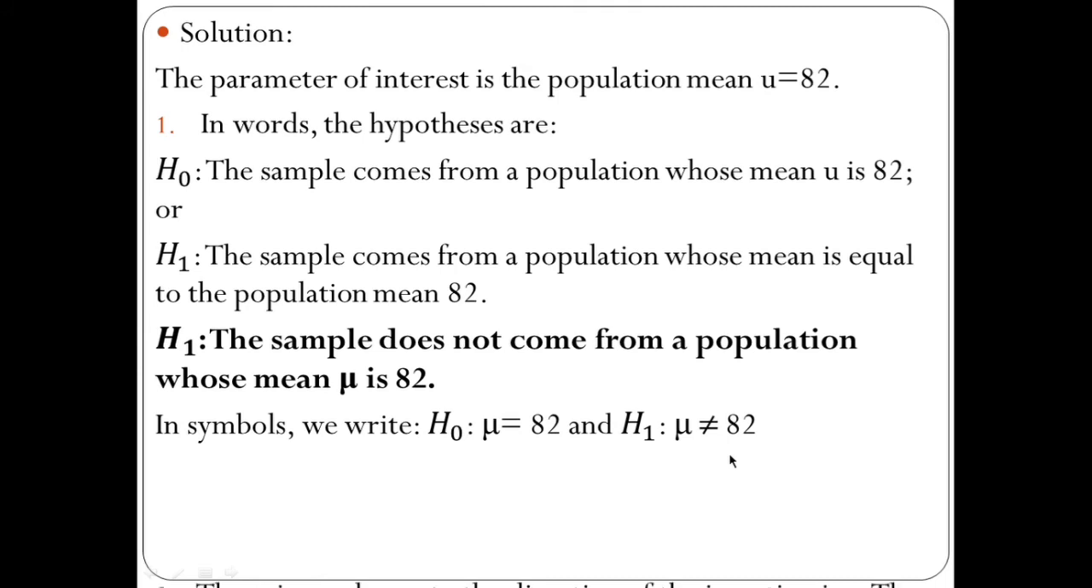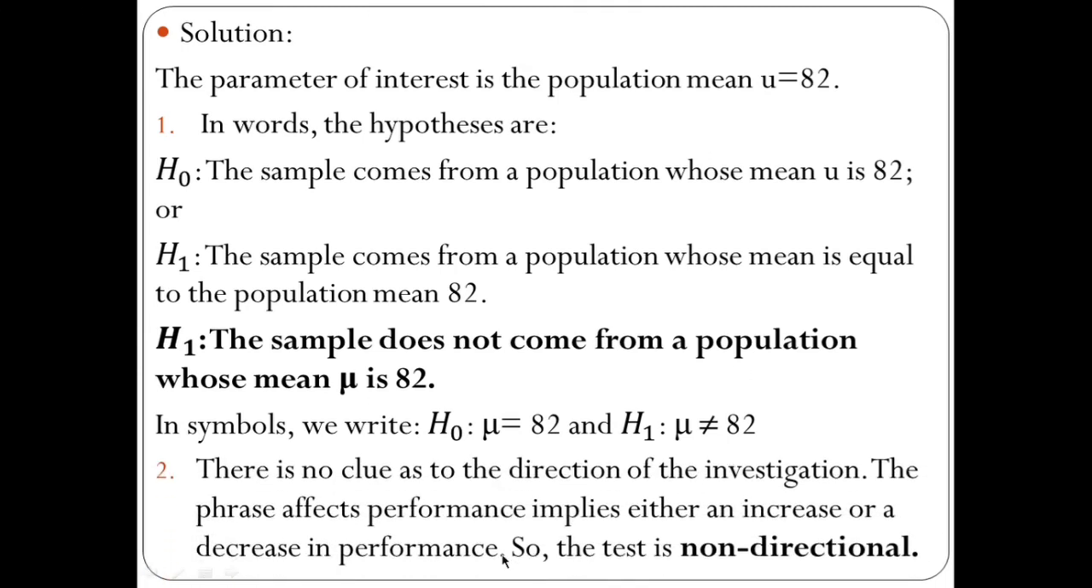Okay, so number 2, so we are done with the symbol and word for null hypothesis and alternative hypothesis. So for number 2, there is no clue as to the direction of the investigation. So the phrase affects performance implies either an increase or a decrease in performance. So the test is non-directional.